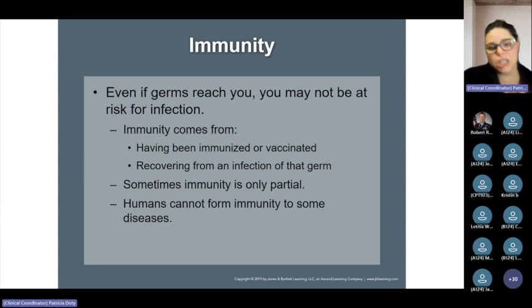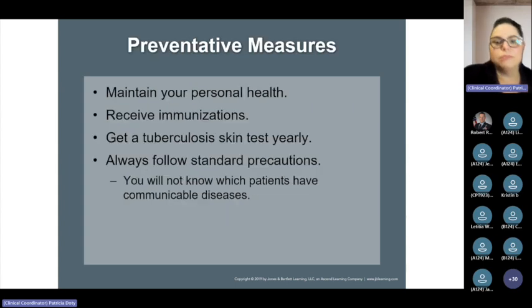Humans cannot form immunity to some diseases. We're not going to get an immunity to Ebola. It's just, it's not happening. Okay. So that's one of them. All right. Preventative measures. Maintain your personal health.